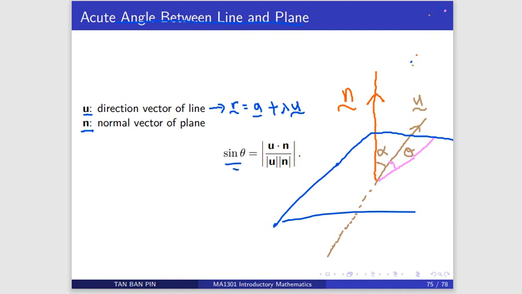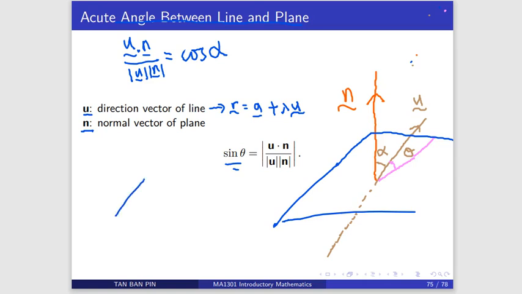On the diagram, the line has direction vector u, the brown line, and the angle between the line and the plane is the angle theta, as shown in the diagram. And the angle between the direction vector u and the norm vector n of the plane is angle alpha. If you take u dot n over magnitude of u magnitude of n, then you know that it gives you the cosine of the angle between u and n. So it gives you cosine alpha. It doesn't give you cosine theta.